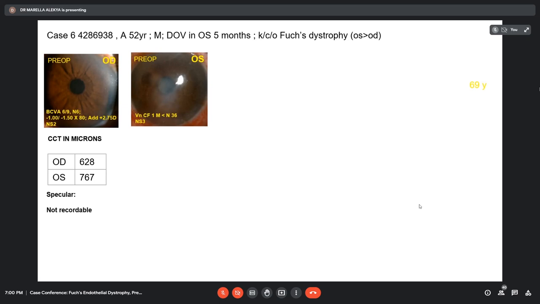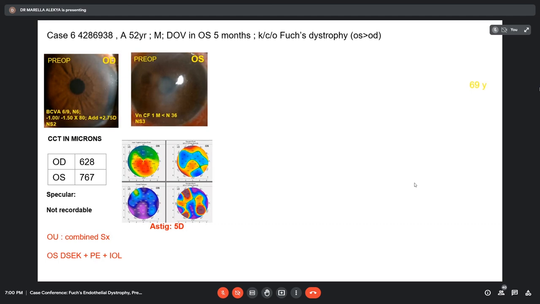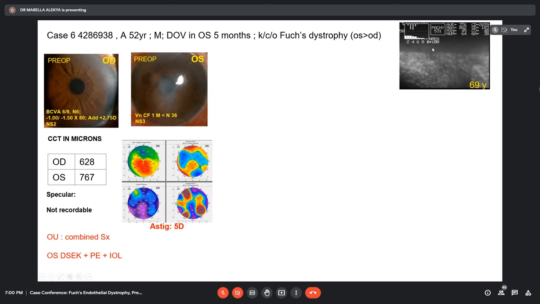And patient was advised combined surgery. Patient first underwent OS DSEK with the phaco IOL. Pentacam was done. A significant astigmatism of 5 diopters is noted. This is the donor cornea we used. Donor is of 69 years age, pseudophakic. Endothelial cell density is 2659 cells per square mm. Hexagonality is 38% and CV is 48.